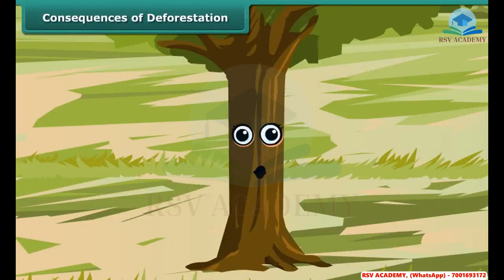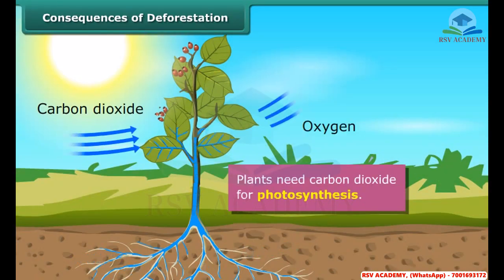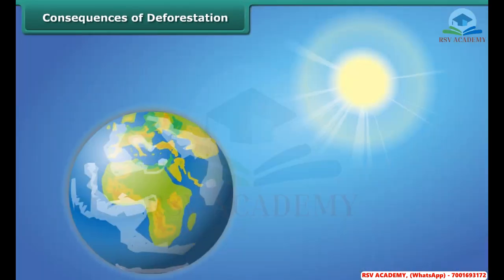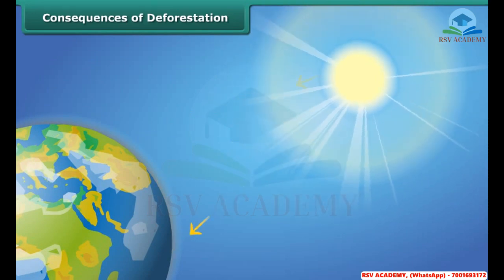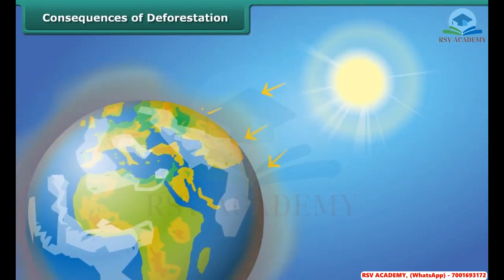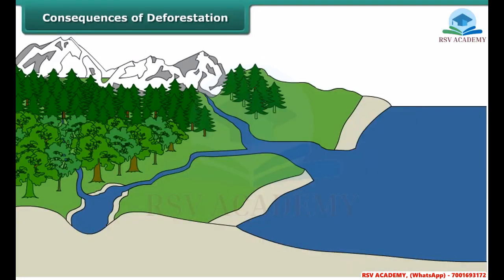You have already studied about deforestation and its various causes. Now let us discuss some of its consequences. Droughts. Plants need carbon dioxide for photosynthesis. Fewer trees would mean that less carbon dioxide would be used up, resulting in its increased amount in the atmosphere. This will lead to global warming as carbon dioxide traps the heat rays reflected by the Earth. The increase in the temperature on the Earth disturbs the water cycle and may reduce rainfall.